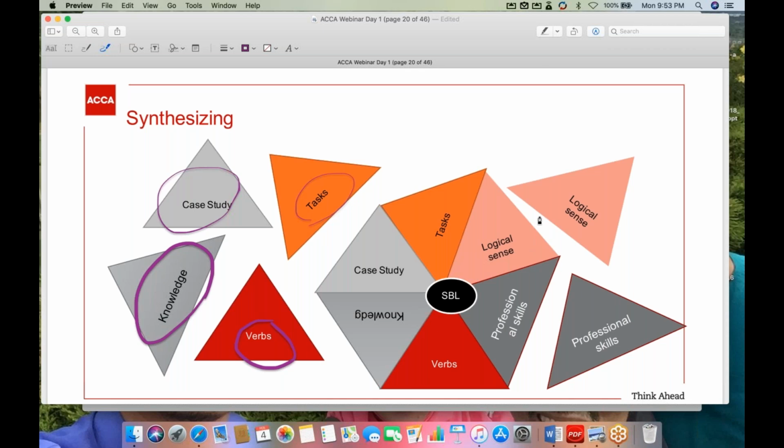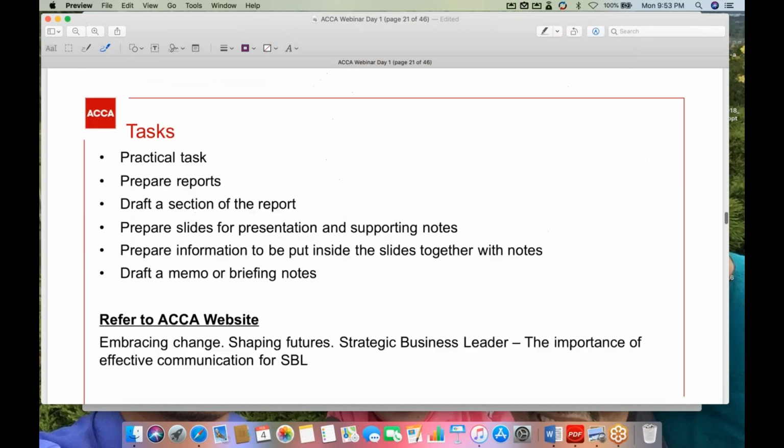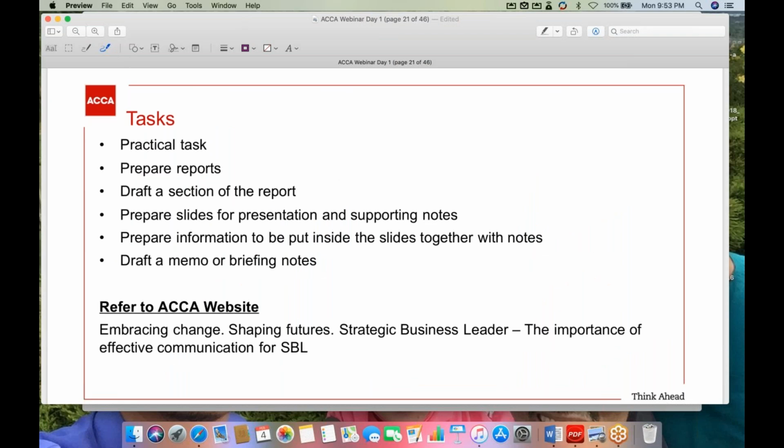And on top of this, to execute your professional skills, you need to actually know your role. The role is actually under the professional skills. This is your task. This is practically the task that you will find inside your requirements.